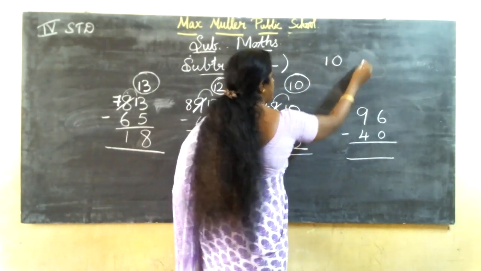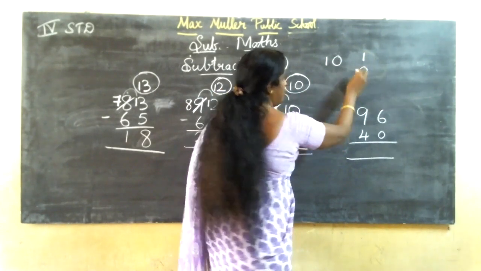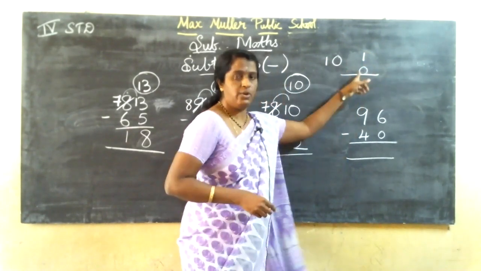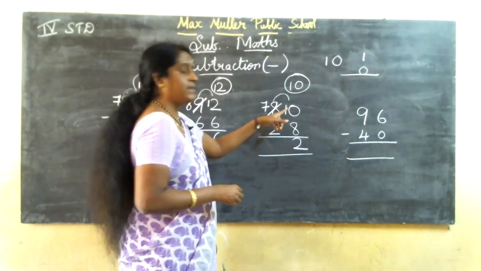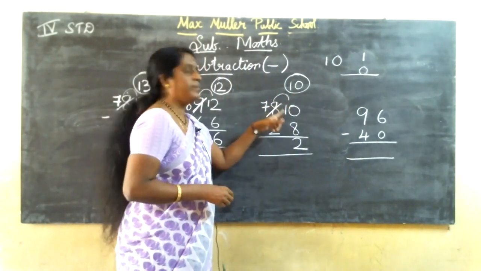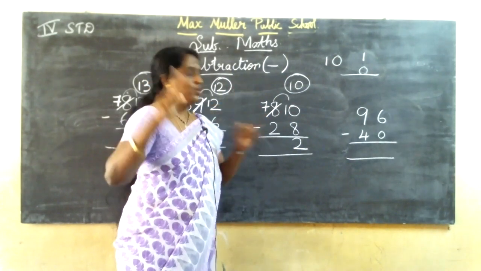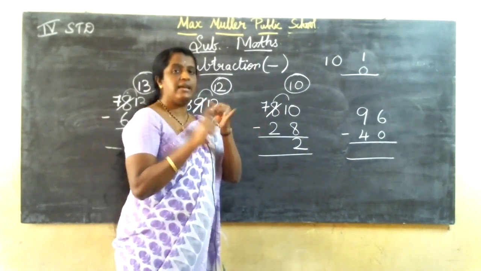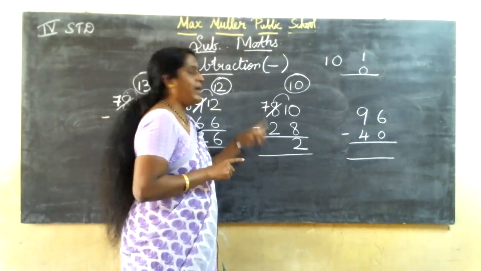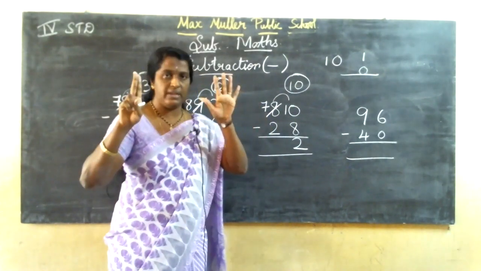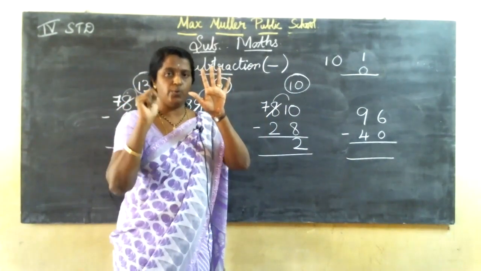Okay, if it is 1, 0, you can't borrow here. So if it is up means you can borrow, it will become 10. 10 minus 8, 2. 8 afterwards, 9, 10, 2. 7 minus 2. You are having 7 fingers, minus 2. 1, 2, 5.